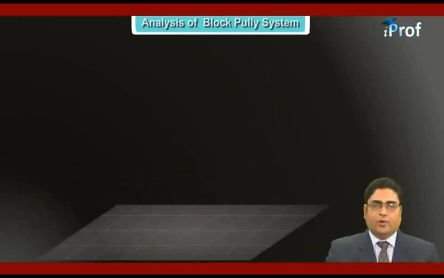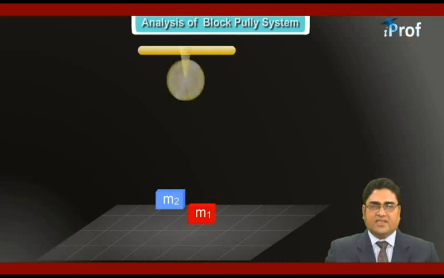Now we will see analysis of block pulley system. In the given figure, two blocks of masses M1 and M2 are being attached by string passing over a smooth massless pulley.